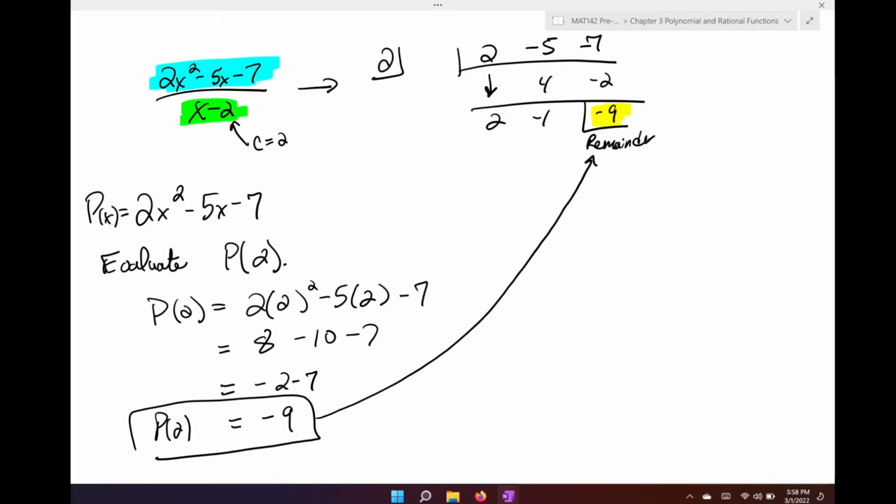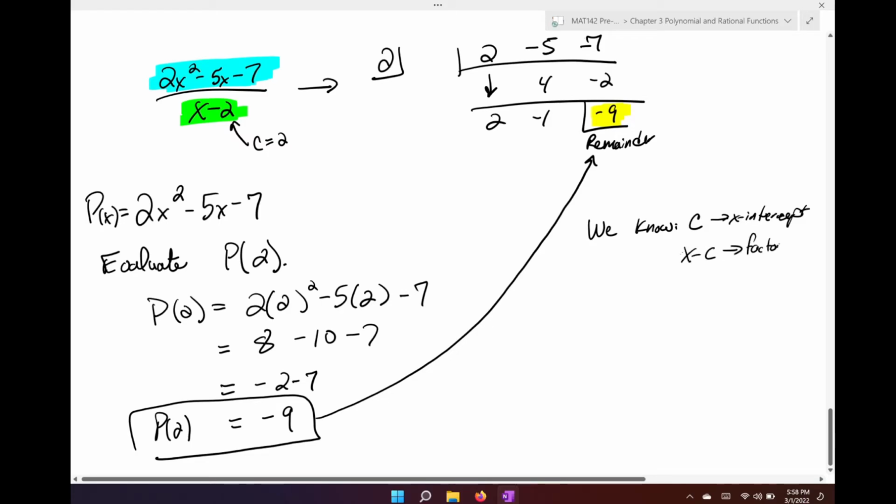See, what we're doing here is we're using this form of synthetic division to recognize what C is, and we know C is an x-intercept. Okay? We also know x minus C is a factor. We also know P of C has to equal 0. In order for it to be a factor, and in order for it to be an intercept, P of C has to equal 0.